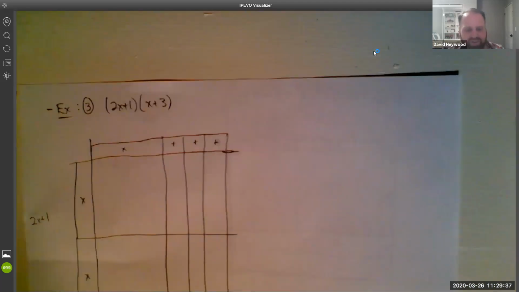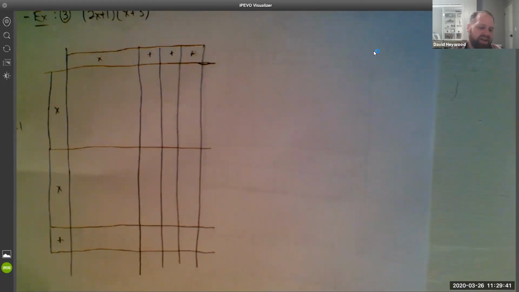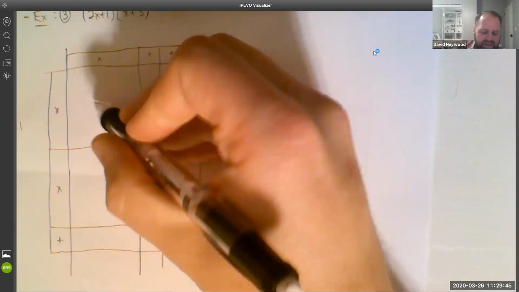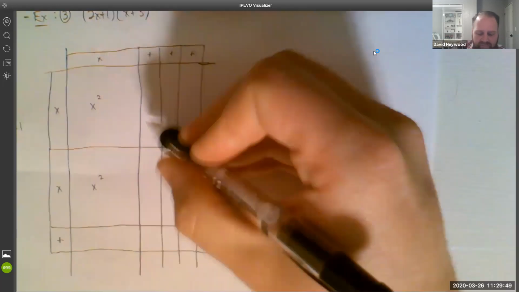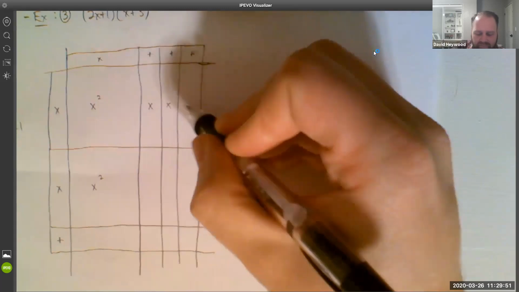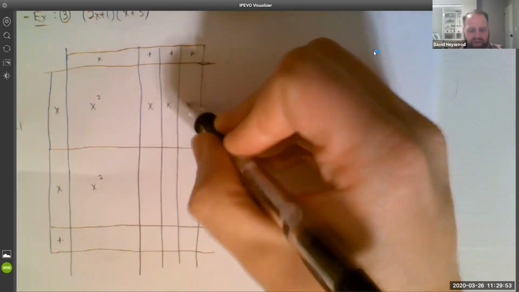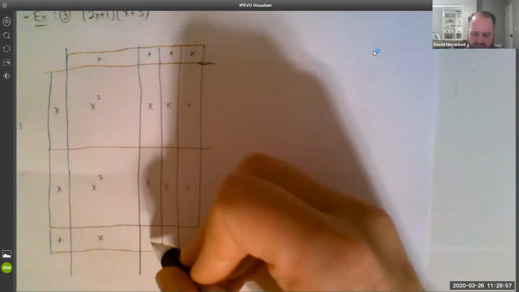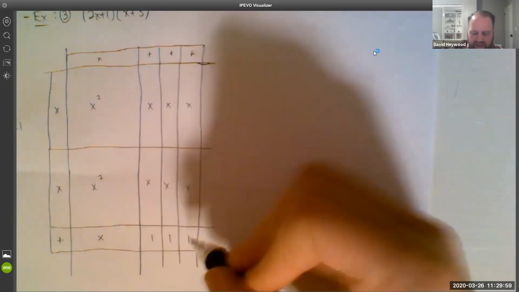Okay, and once you've filled out your grid, you've got your answer, right? This is an x squared tile. This is an x squared tile. These are all x tiles. And then these are all positive ones. I guess I could call them plus signs for positive one.